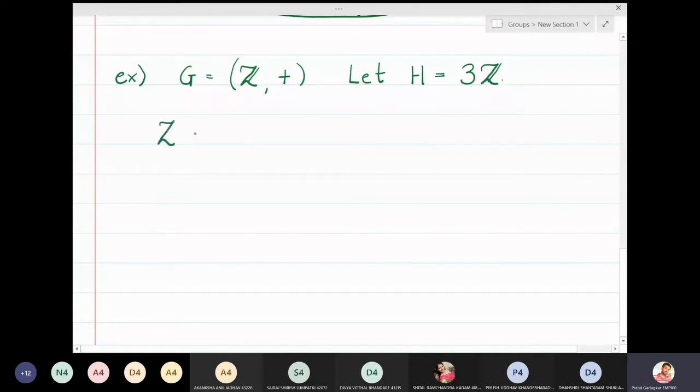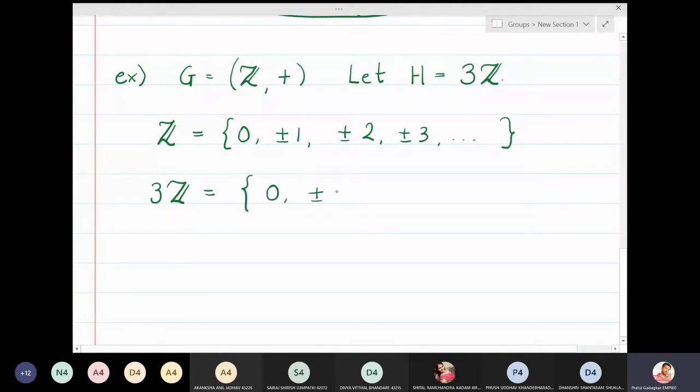So what is Z consisting of? Z consists of all integers, 0, plus minus 1, plus minus 2, and so on. Okay, and what is the set 3Z consisting of? 3Z contains all multiples of 3. So I will take 0, plus minus 3, plus minus 6, and so on. So this is the set 3Z. Now this is a subgroup.